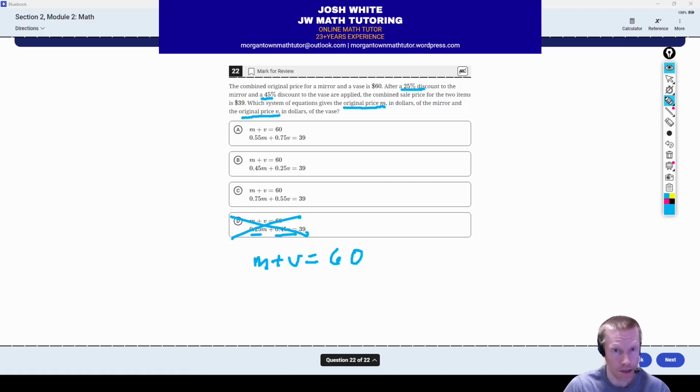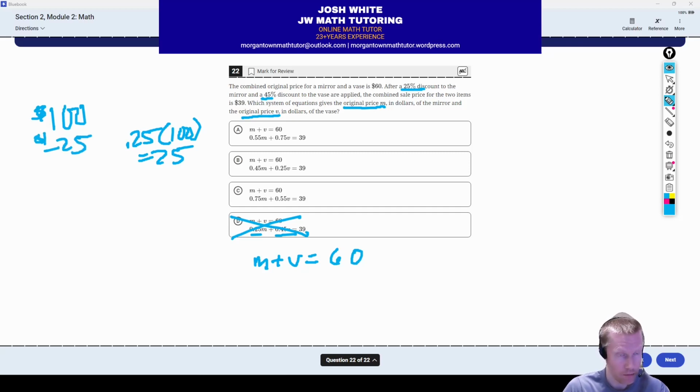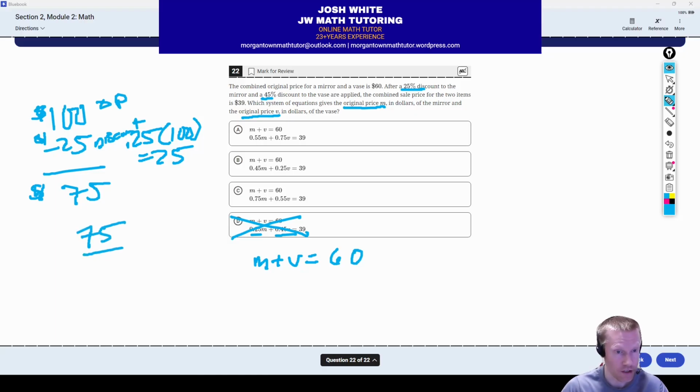So just to show you briefly what I mean, say the mirror is $100 to begin with. If I'm going to do a 25% discount on this, I'm going to do 25% as a decimal, 0.25 of $100, and that's just $25. And then I'm going to subtract that from the original price. This is the original price, this is my discount amount, and I get my discounted price of $75.